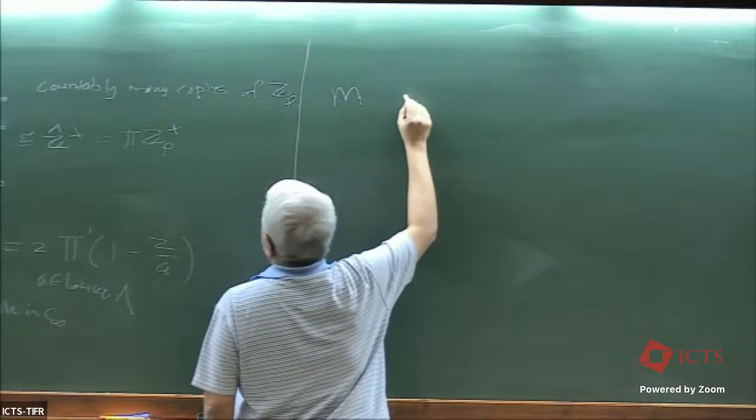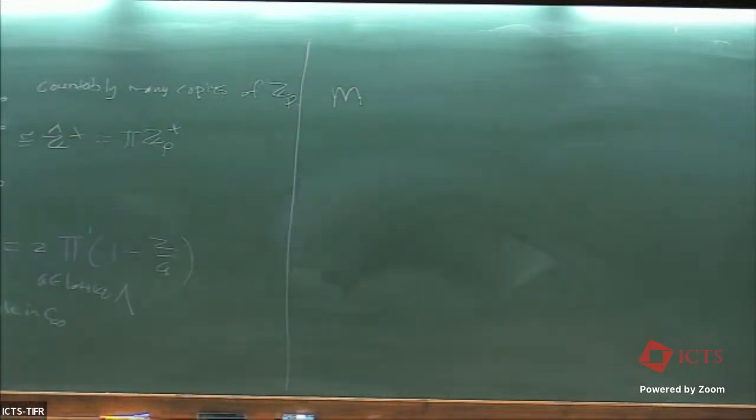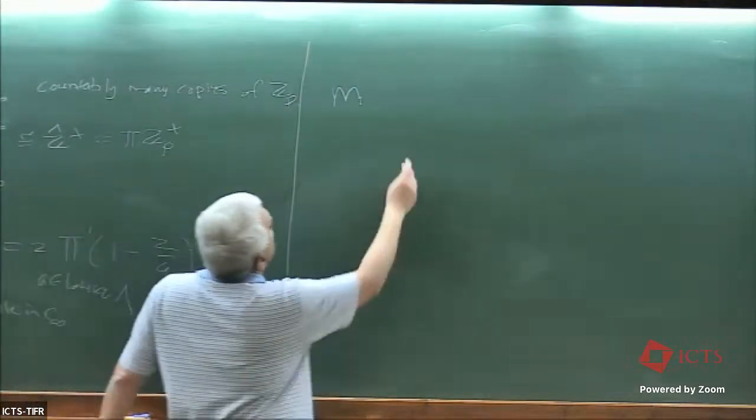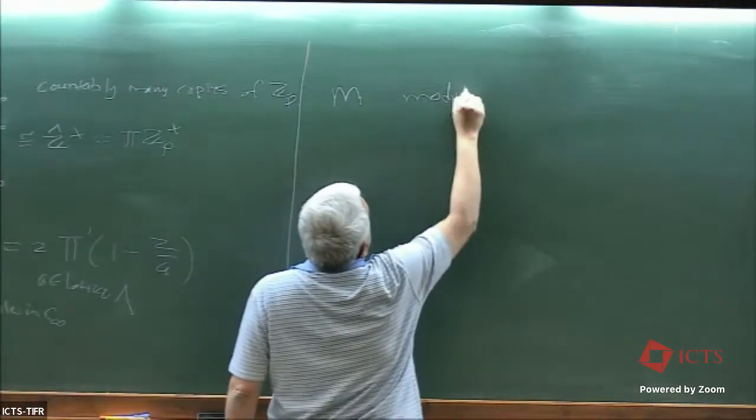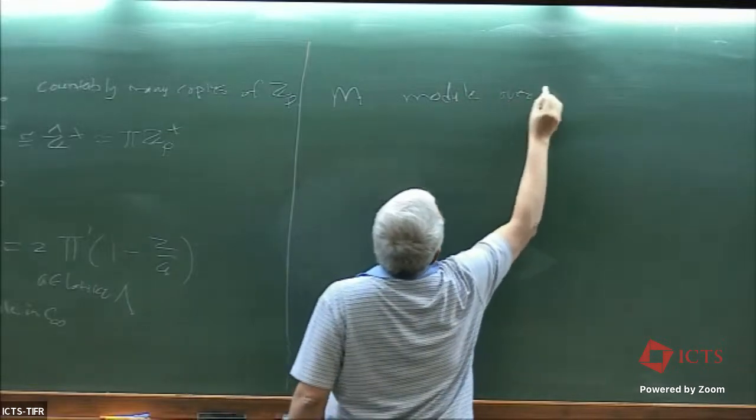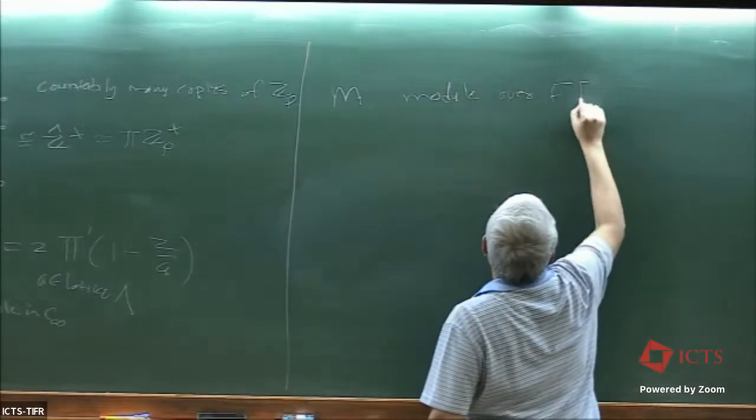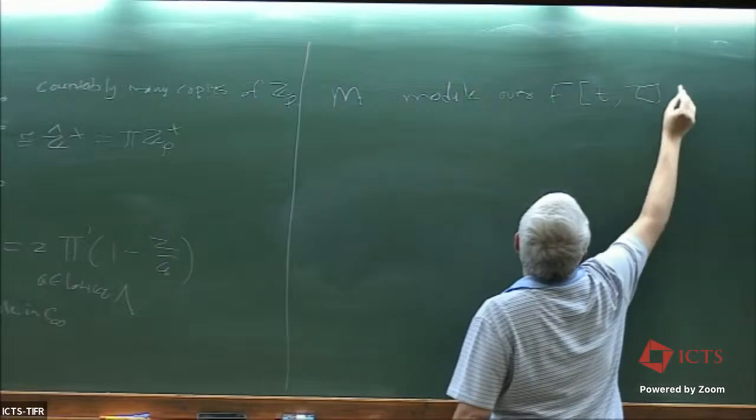These are some modules over K[t, tau]. So it's some non-commutative ring. So M is a module over some field F[t, tau]. This is a non-commutative ring.